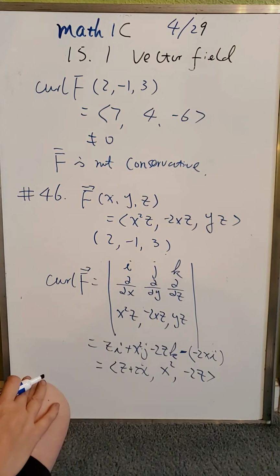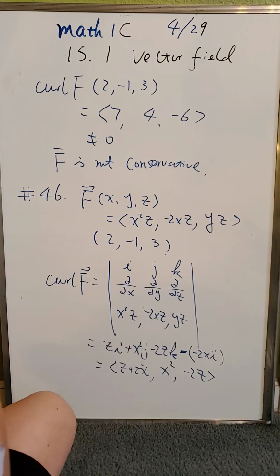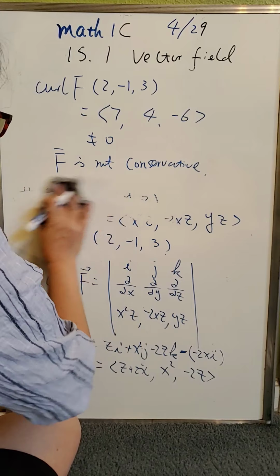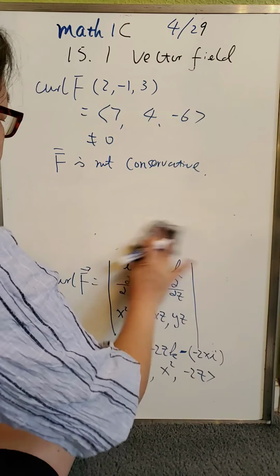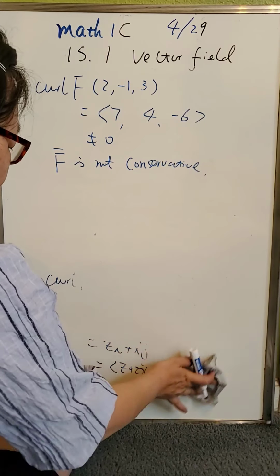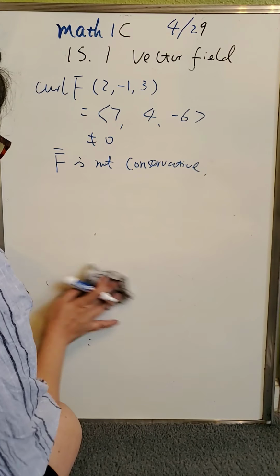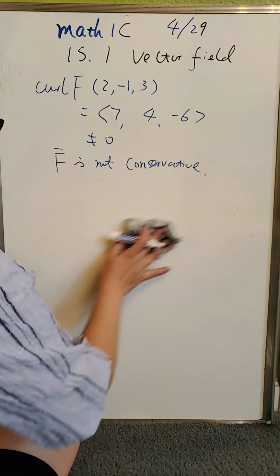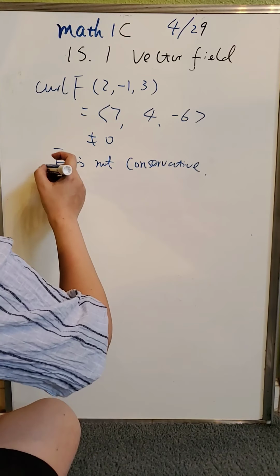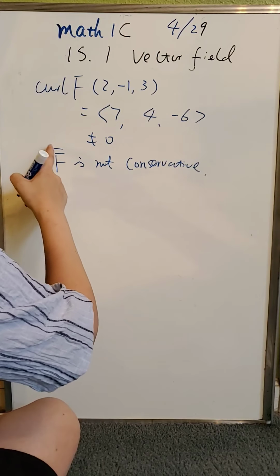When it's conservative, then the curl equals 0 in the whole vector field. So if it's conservative, it means that every point is safe. But when it's not conservative, even though just one point has a curl, then it's not conservative. So that's what curl means.